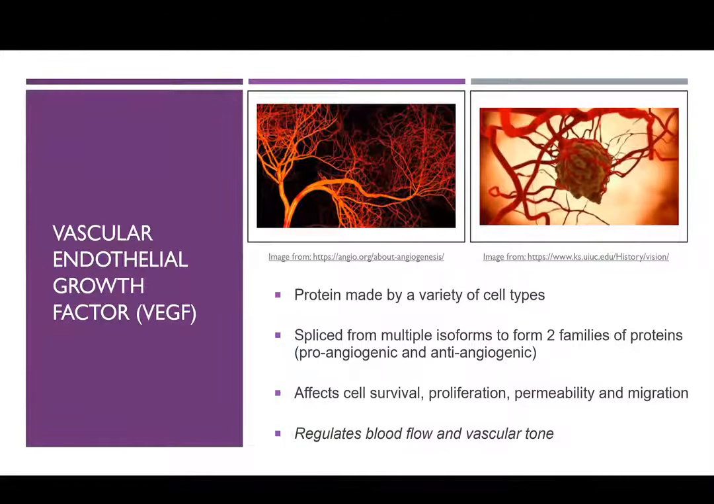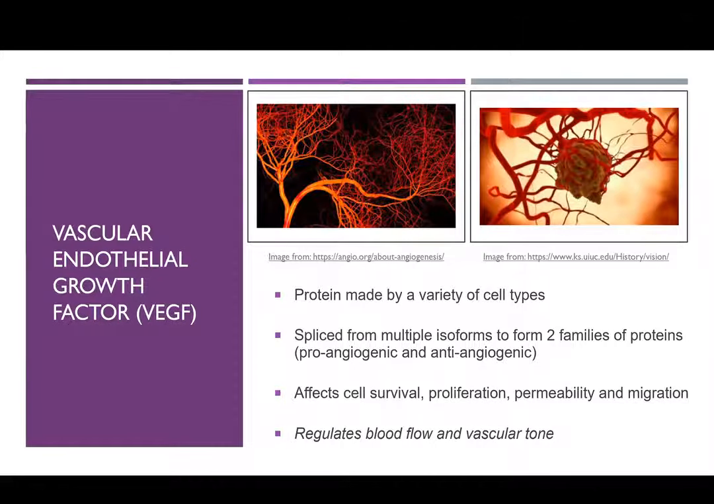Vascular endothelial growth factor, or VEGF, is arguably one of the most potent pro-angiogenic factors. It's a protein that's made by a number of different cell types. And interestingly, and I'll discuss this in a bit more detail later on, VEGF can be spliced into various isoforms. And there are actually two families of these proteins. One of them functions, as I've described before, in a very much pro-angiogenic context.